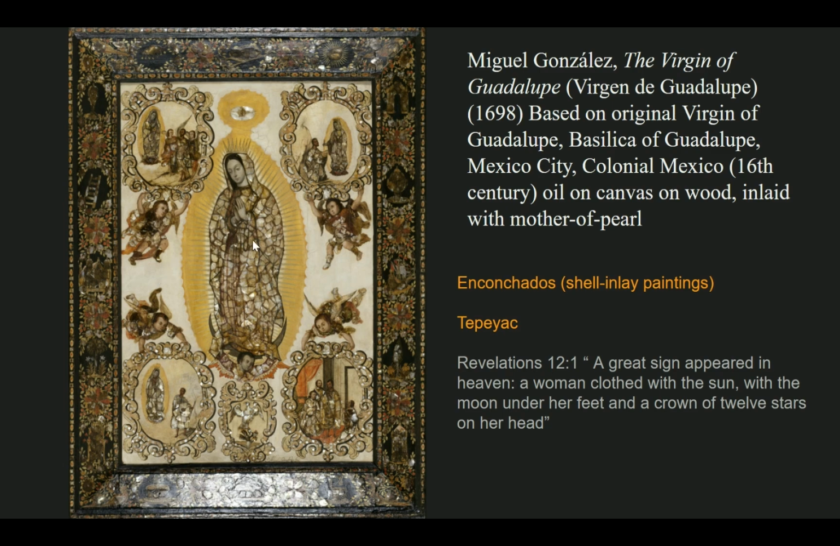under her feet. And that comes from Revelation 12:1, the last book in the Bible. A great sign appeared in heaven, a woman clothed with the sun, with the moon under her feet, and a crown of 12 stars on her head. Sometimes we see those stars, but just note that we're pulling from this imagery in the Bible. And so this image becomes extremely popular.